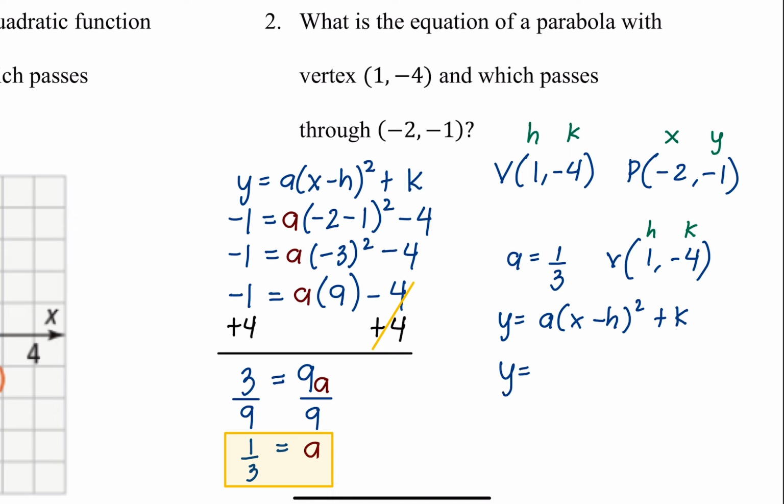So let's substitute the value of a, which is 1/3. We have y is equal to 1/3 times, copy x. What is the value of our h? 1. So minus 1 squared. And the value of k is -4. So minus 4. So this is the final answer. So the equation of the parabola with vertex 1, negative 4, and which passes through the point negative 2, negative 1 is y is equal to 1/3 times x minus 1 squared minus 4.